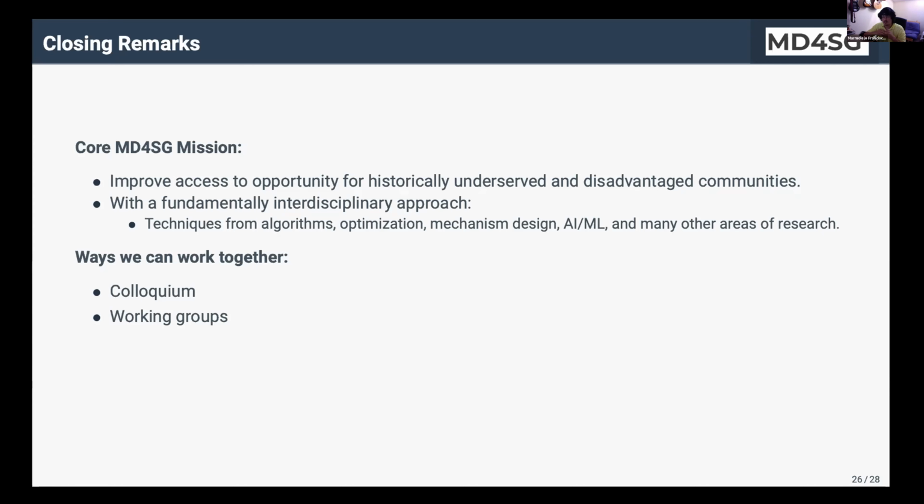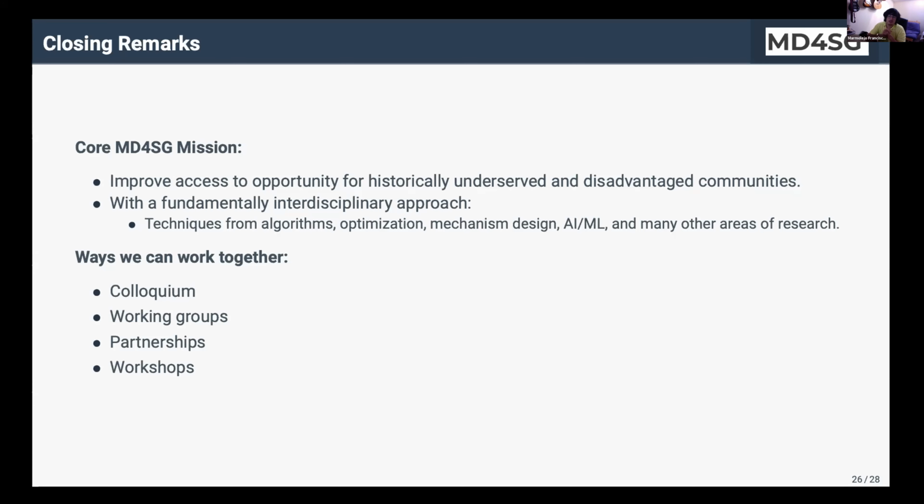It's not limited to just the groups that we have right now. If you have an area of research that is of interest to this broader interdisciplinary community, we'd love to talk to all of you about this and try to get something off the ground. At MD4SG, we also have partnerships with different non-academic institutions. If you represent a non-academic institution and would like to work together on specific problems, we'd love to hear from you as well.